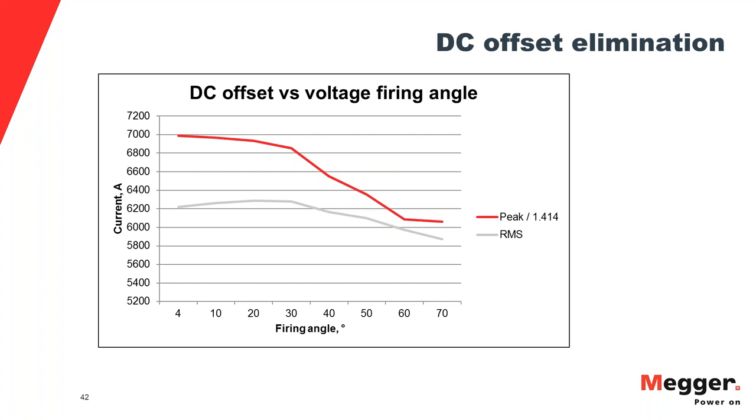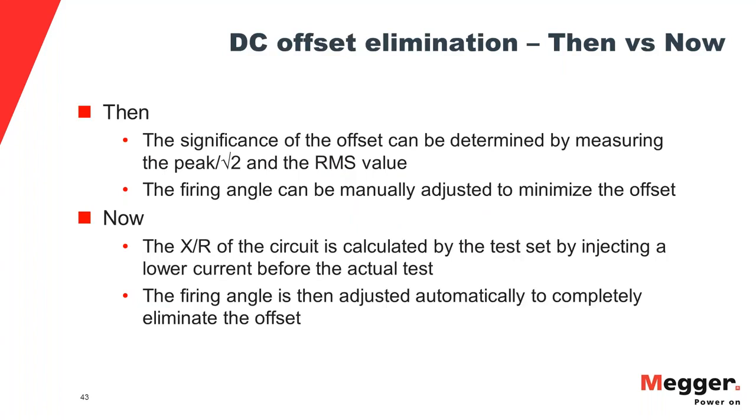But as the voltage wave becomes distorted, both of them will move further apart as the peak increases. So you're going to see a higher difference when there is more asymmetry. As you can see in the figure, the peak by root 2 and the RMS are closest to each other when the firing angle moves in the range of 60 to 70 degrees. So as I said earlier, the offset can be determined by measuring the difference between the peak divided by root 2 and the RMS value.